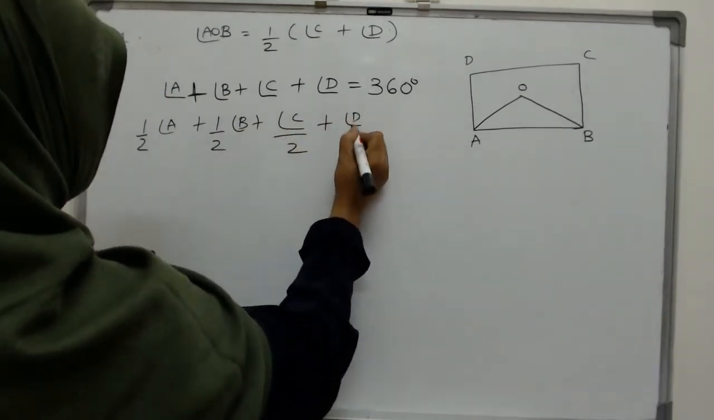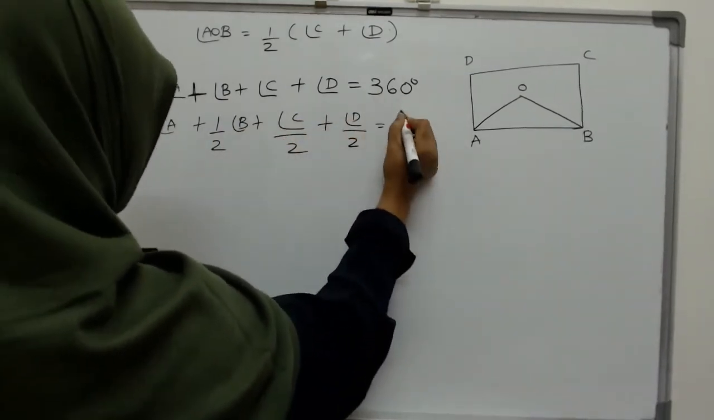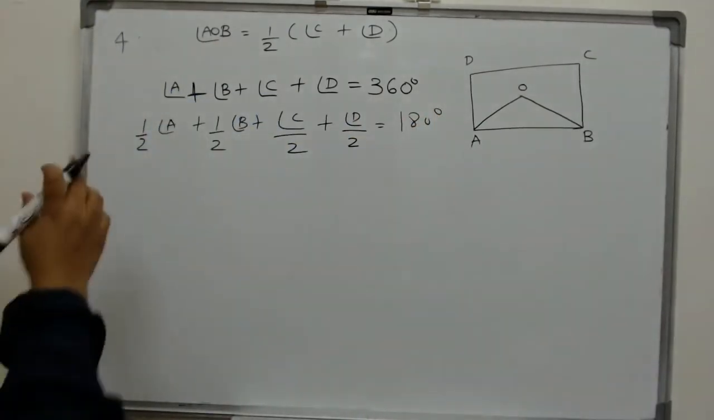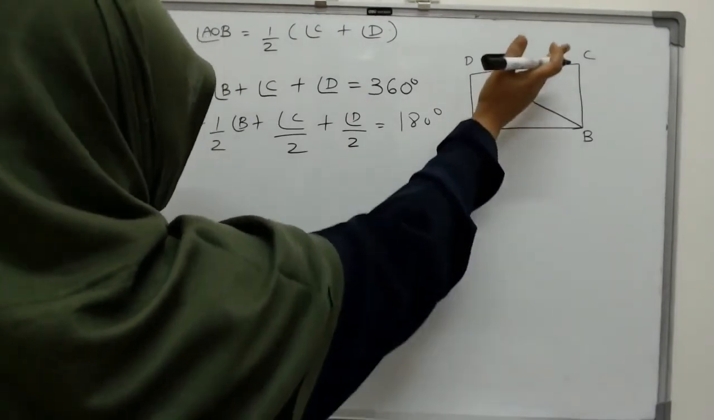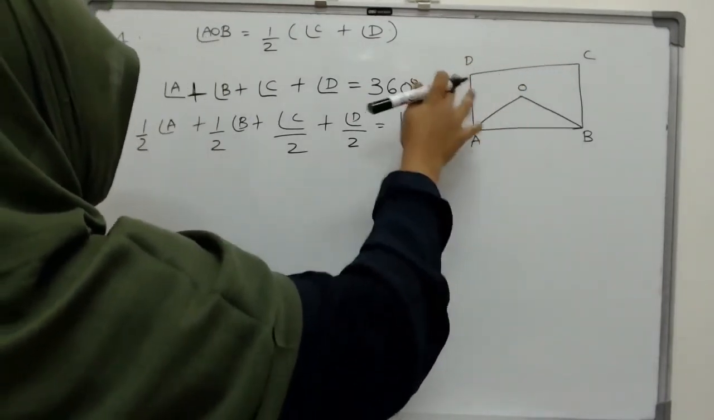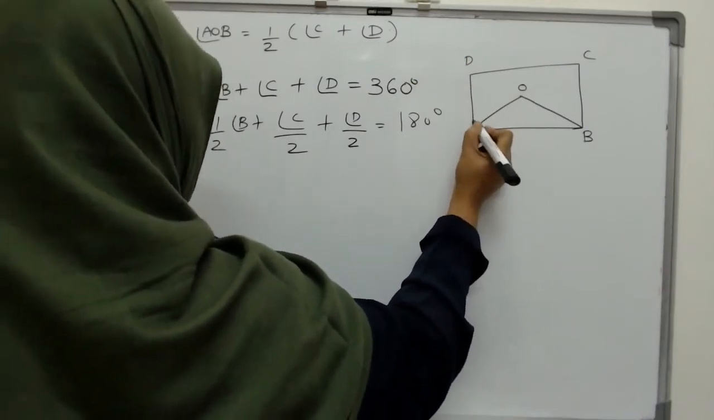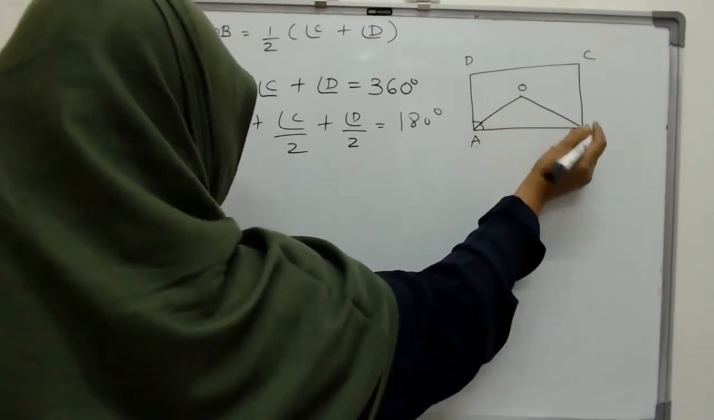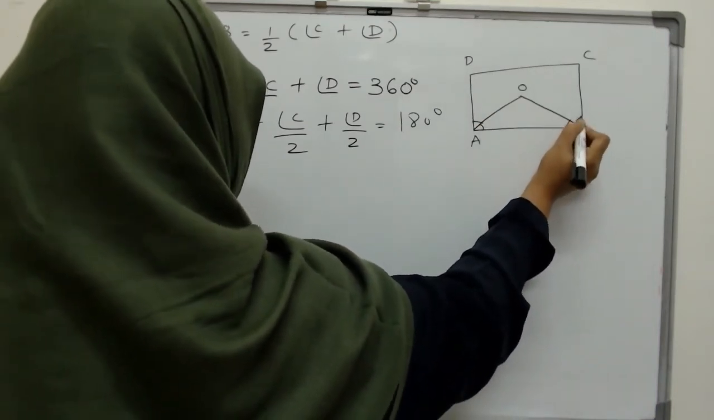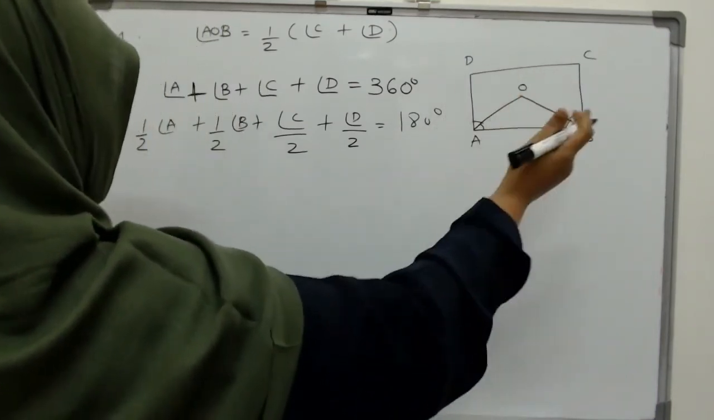And do not forget, we take half of this also. So from here, where do we go? What does the question say? The question says that AO is a bisector, which means it cuts it into half. So this is one half and this is another half. And the same thing, OB is also a bisector, which means it cuts B into half.